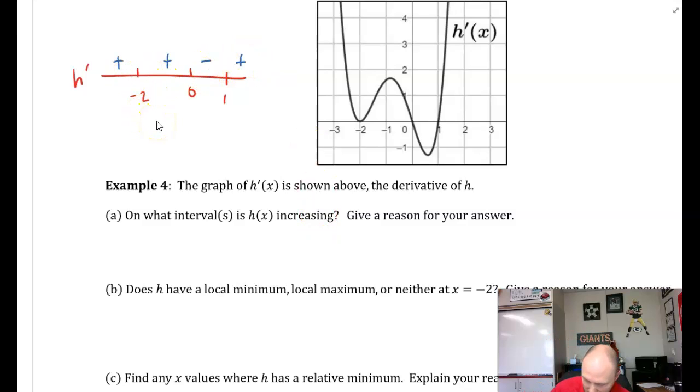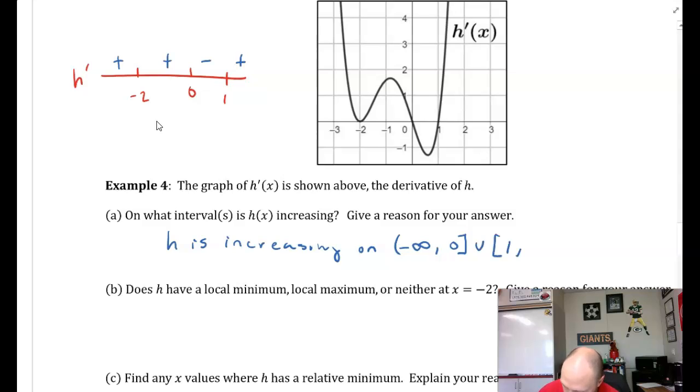So it looks like h is increasing on -infinity to 0, union 1 to infinity. And again, I'm not going to break up at -2 just because this would look like a saddle point. An example of this, again, would be like a cubic function where we're always increasing, but right here, our derivative, our slope, is 0. We call this a saddle point, okay?